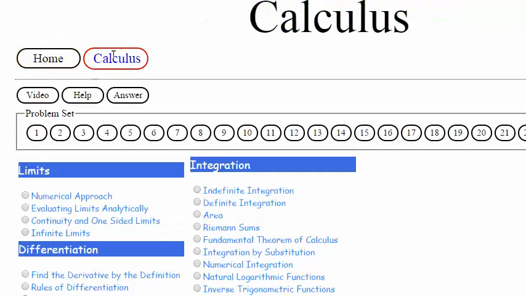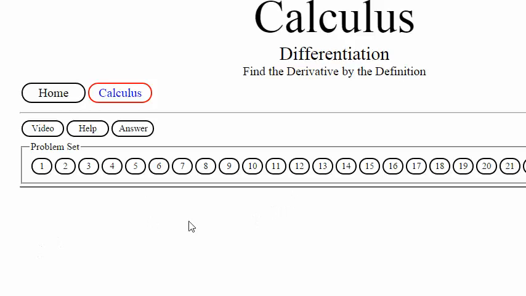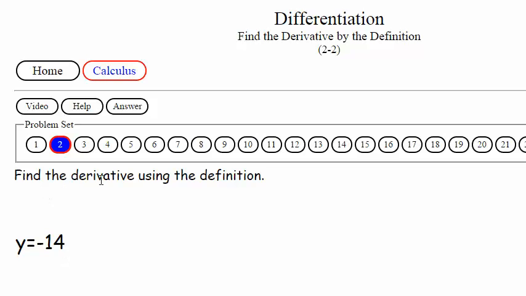Move to the calculus button. Let's go down where it says we'll be finding the derivative by the definition. And that's actually the problem we want to look at right there. It says find the derivative using the definition.